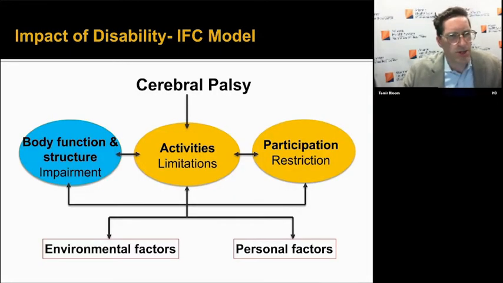One of the things that we also want to understand or recognize is the impact of the disability on the individual. This is the International Functional Classification Model of Disability, and when we apply it to CP, we as orthopedists again focus on the body function and structural impairment, and our goal is to improve this so that we can improve activities and thereby improve participation into society. So participation is what the patient wants to do. And these are affected by both environmental and personal factors.